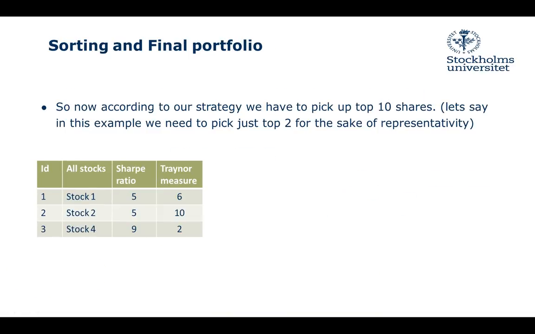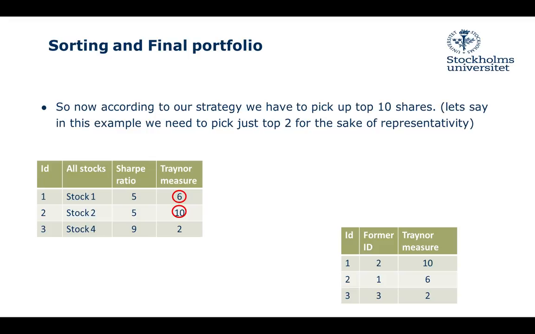Now when we calculate the Treynor measure, we want to select the top 10 in our example, but for the sake of representativity, so that we can just take a look at how it works, we're going to select only the top 2. So these top 2 are stock 1 and stock 2, because they have the highest Treynor measures.